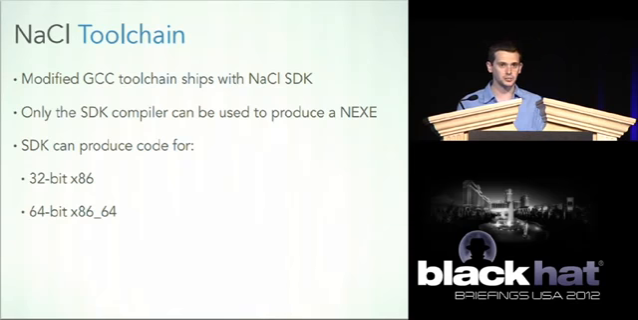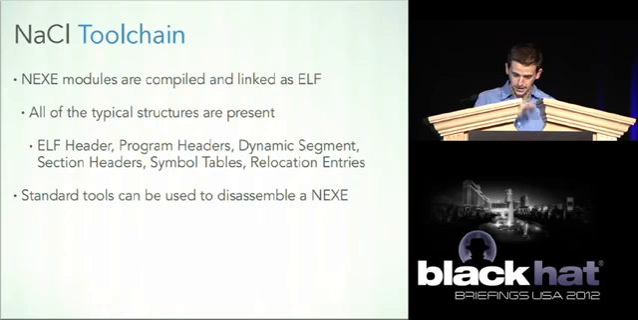And the current SDK can produce Nexi modules for 32-bit x86 and x86-64. ARM is coming, and I have a slide for that sort of at the end, but in the current SDK, it can only produce Nexi modules for these two architectures. Every Nexi module is compiled and linked as an ELF. And ELF stands for executable and linkable format. If you're familiar with ELF at all, the typical structures that you see in an ELF binary are there. The ELF header, the program headers, the dynamic segment, all the relocation entries, symbols, it's all there. It looks like a regular ELF module.